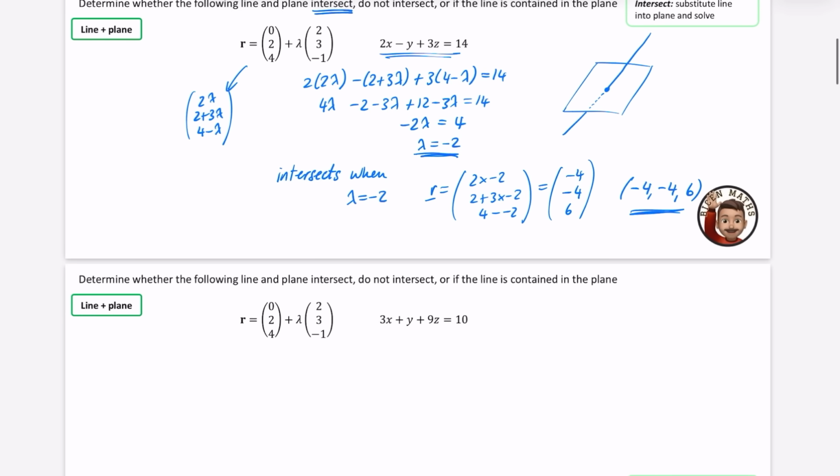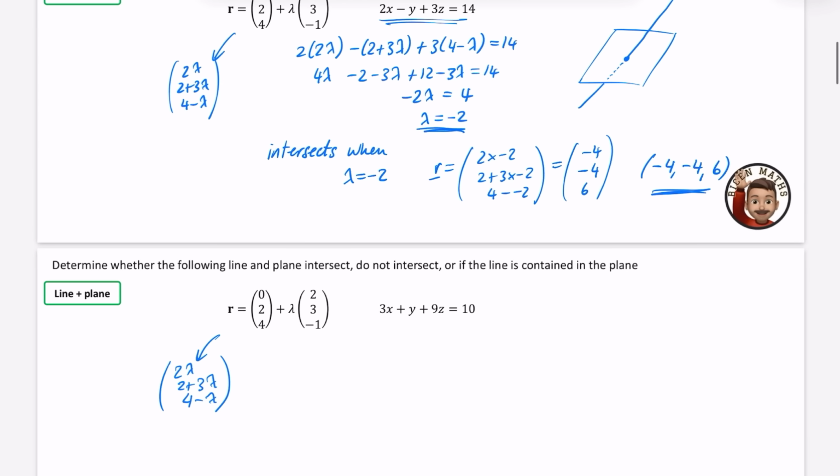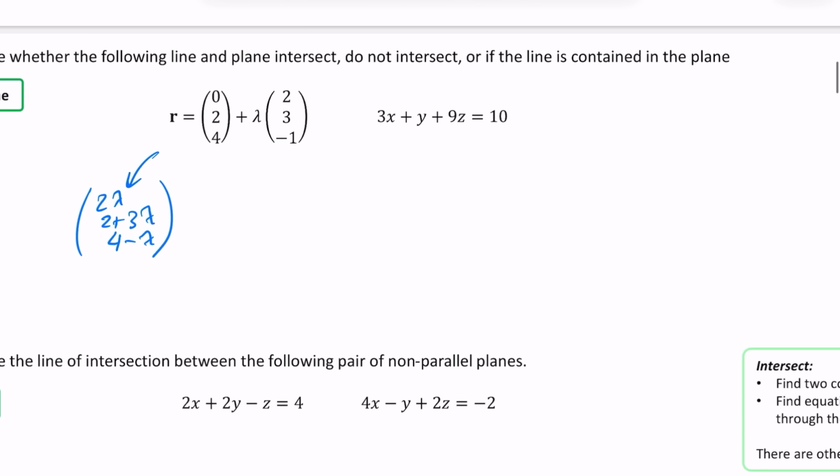I've got another example here where there is a line and a plane. It is the same line as in the previous question. So we still have the 2 lambda, the 2 plus 3 lambda, and the 4 minus lambda. Apologies for my very messy writing there. And we're going to find out what happens with this one. Are they going to be this, this, or this?